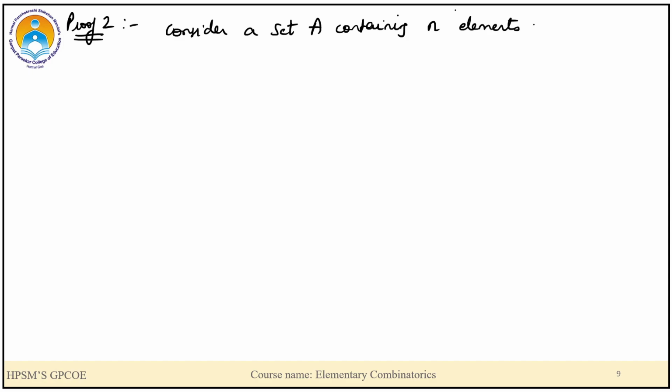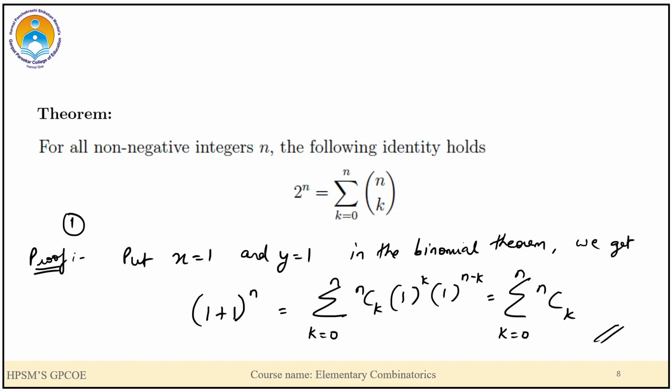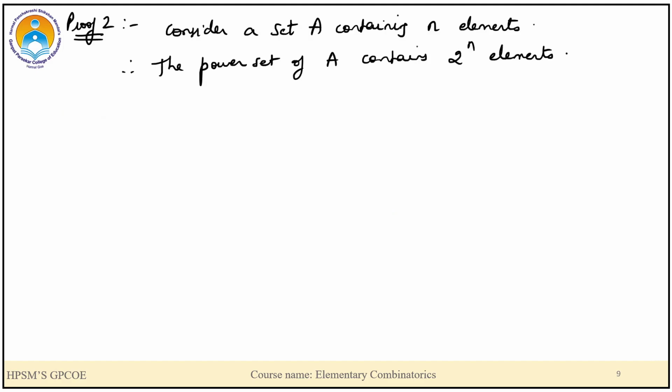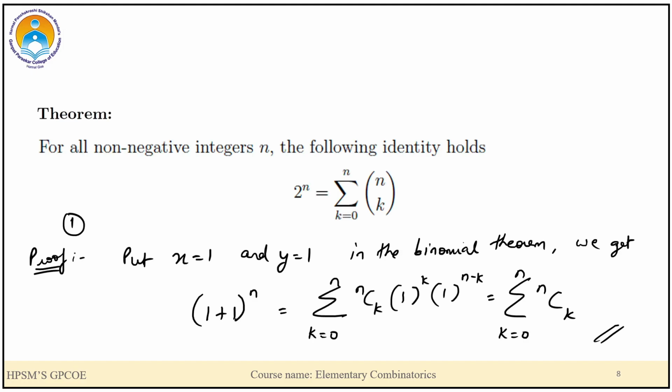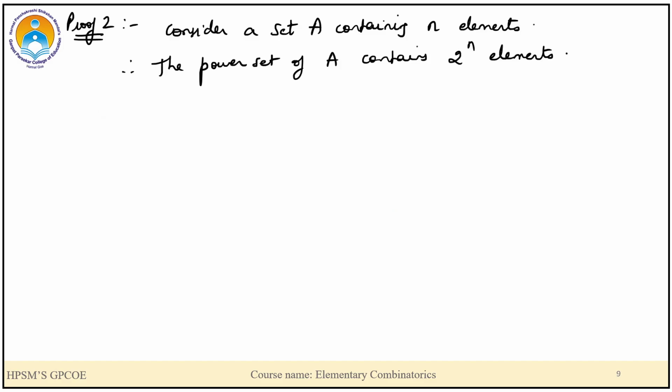If you have a set A containing n elements, from basic set theory we know that the power set of A contains 2 raised to n elements. If you look at the left hand side of my identity, it is 2 raised to n, which means it is counting the number of all possible subsets of A. The power set is nothing but the set of all subsets of A, which means that the left hand side of my identity is counting the number of subsets, which comes out to be 2 raised to n. I need to show that the right hand side also counts the same thing.